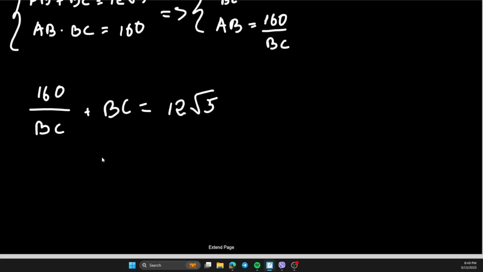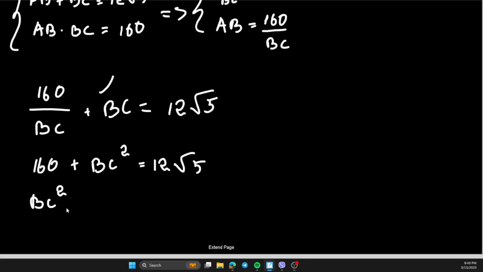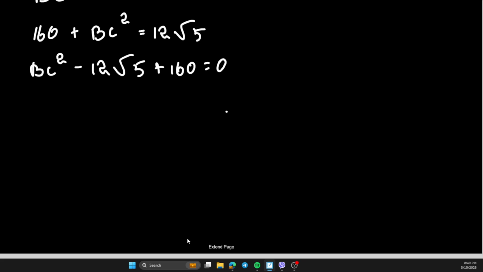I guess you can multiply by BC to get rid of a fraction, so now you're just left with 160 plus 2 BC plus BC to the second power equals 12 square root of 5. And then you flip it, so BC squared would equal 148 square root of 5. Or yeah, just solve a second degree equation. Remember, we did that in algebra class.